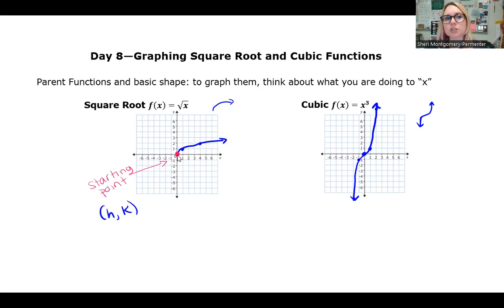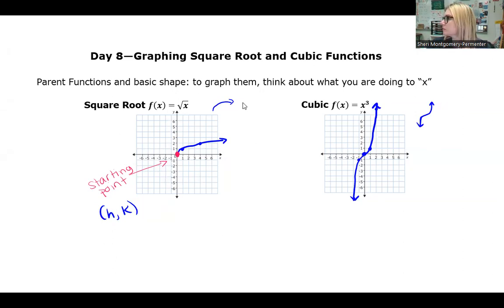Oh, also, I forgot to mention here why we don't have negative numbers. What happens when you take the square root of a negative number? Elijah, grab a calculator and tell me what happens if you do the square root of any negative number. It gives you an error. So we don't have negative numbers for the square root. That's why it doesn't have the other half of this graph.